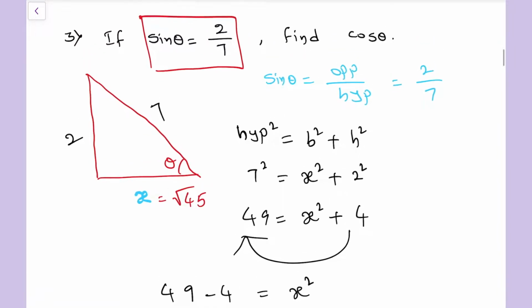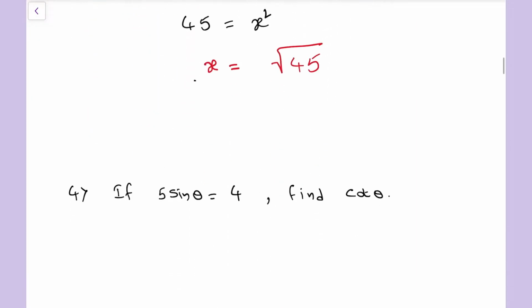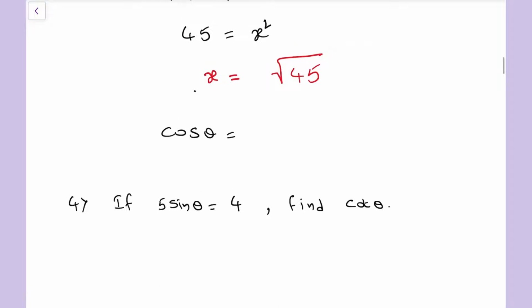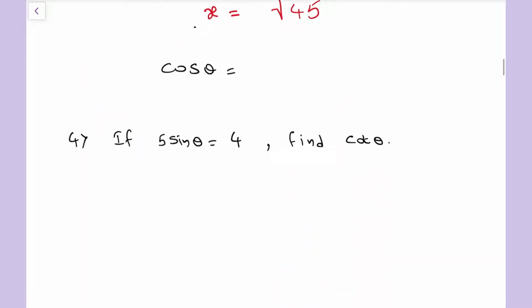Now, in the question, he is asking us to find the cos theta value, right? So cos theta is nothing but adjacent by hypotenuse. So cos theta equals, for theta, adjacent is root 45 and hypotenuse is 7. So our answer will be root 45 by 7.